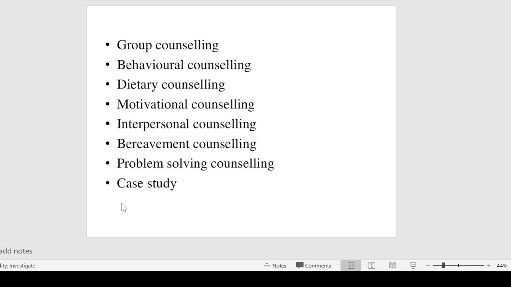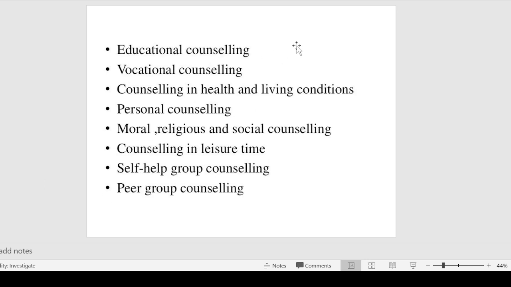Problem solving counseling, case studies, then educational counseling, occasional counseling, counseling in health and living conditions, personal counseling, moral and religious and social counseling, counseling in leisure time, self-help group counseling and peer group counseling. So these are all different types of counseling.